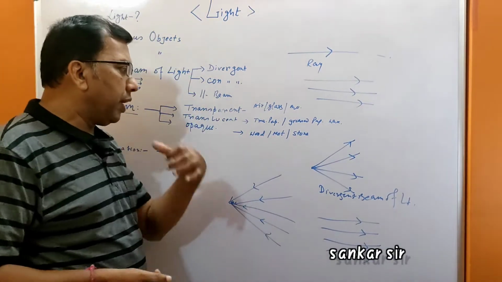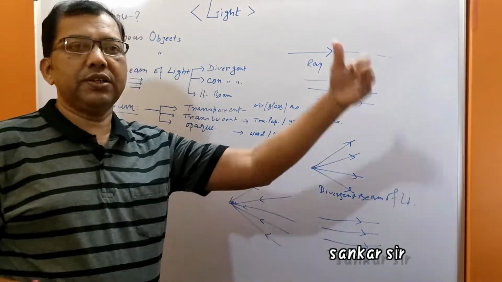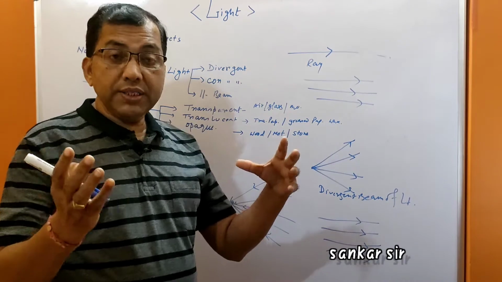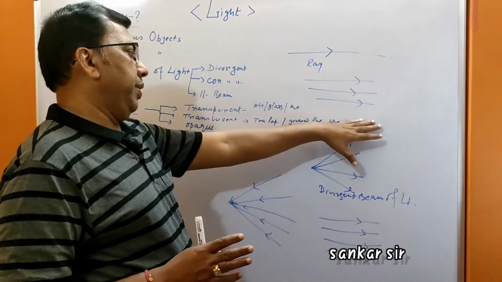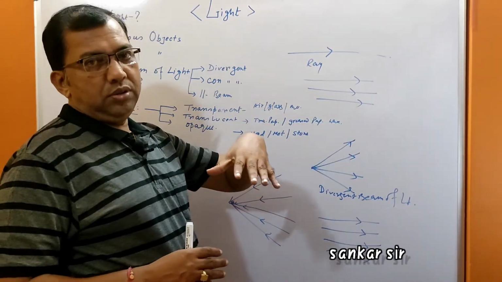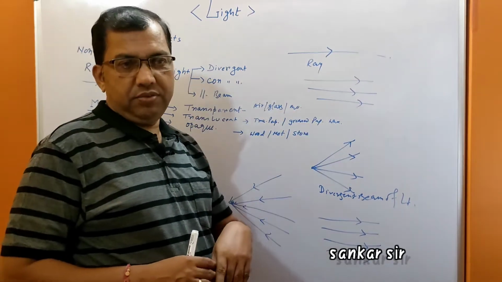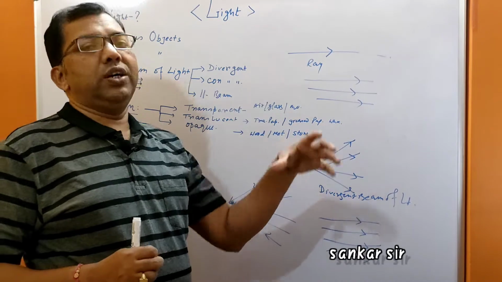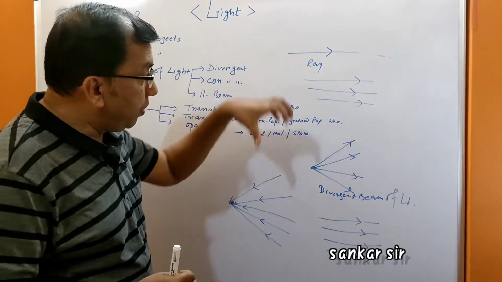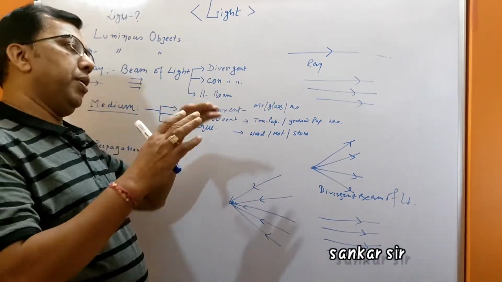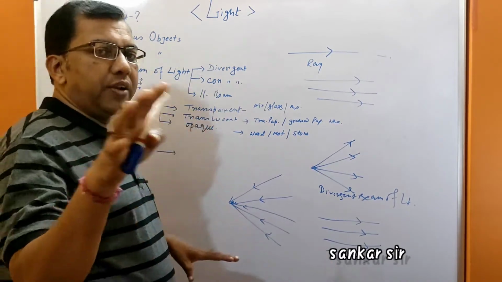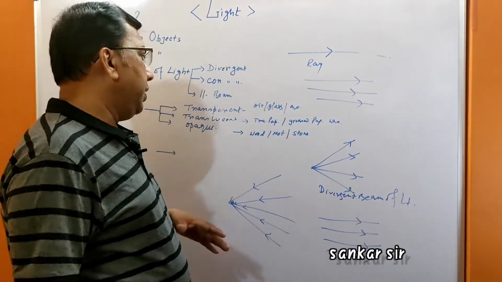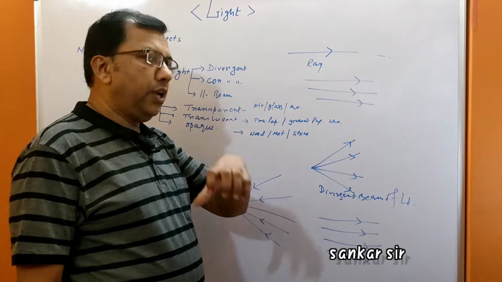And what is an opaque medium? Light cannot pass at all. Wood is opaque: through wood, light cannot pass. Through metal, light cannot pass. Through stone, light cannot pass. So there are different types of medium: transparent medium, translucent medium, and opaque medium.